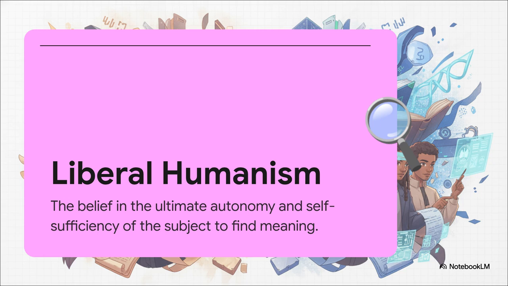This whole era was built on what's called liberal humanism, which is basically the belief in the ultimate autonomy and self-sufficiency of the subject to find meaning. This perspective tells us that human nature is just timeless. It doesn't matter if a play was written thousands of years ago in ancient Greece, liberal humanism assumes the core truths about love, tragedy, and humanity remain exactly identical. The author basically transcends their specific historical circumstances to deliver pure universal meaning directly to you, the reader.